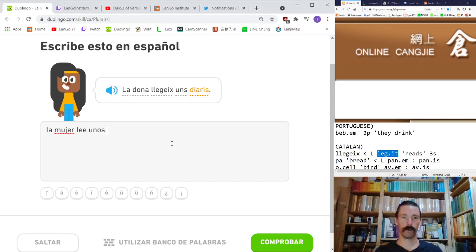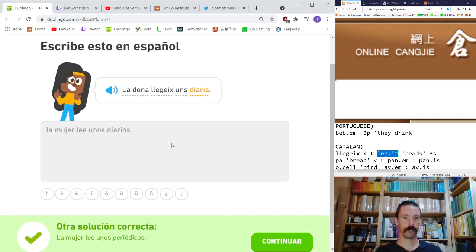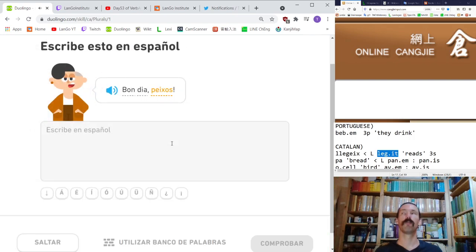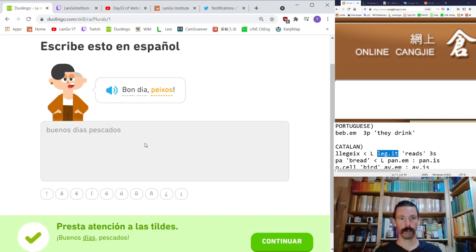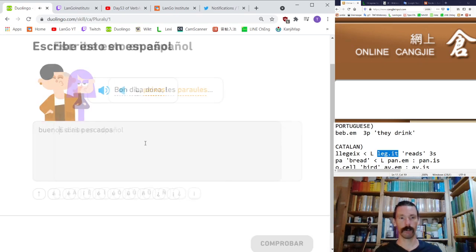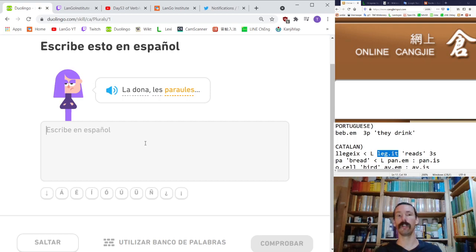Unos diarios, periódicos. Bon dia, peixos. Peixos, fish? Hello, fish. Buenos días, pescados. La dona, las paraules. La dona, la mujer. Les paraules. Paraules, palabras.